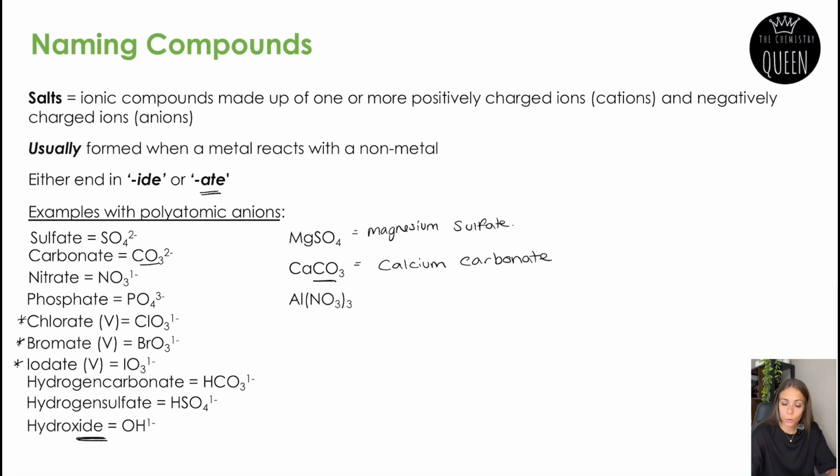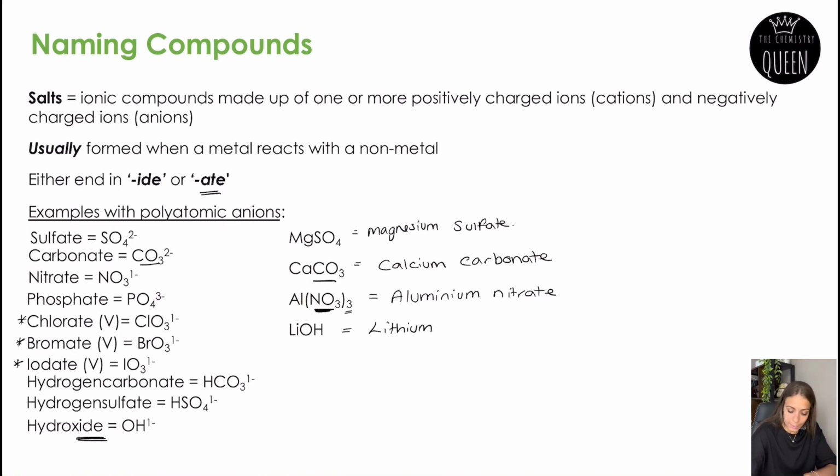AlNO3. Now again, don't worry about the brackets or the formula here. I do a different video showing you how to work that out. But essentially we've got this NO3 ion present, which is nitrate. So this will be aluminium nitrate. Then we've got LiOH. So OH is hydroxide, so lithium hydroxide.